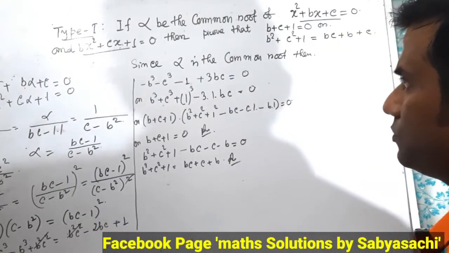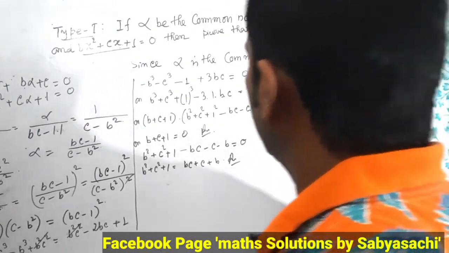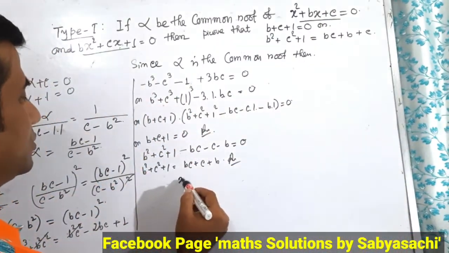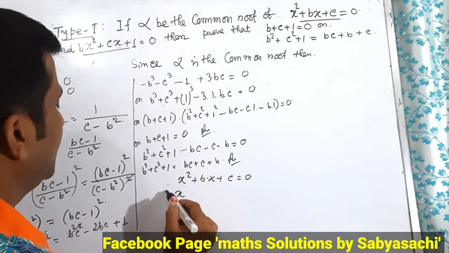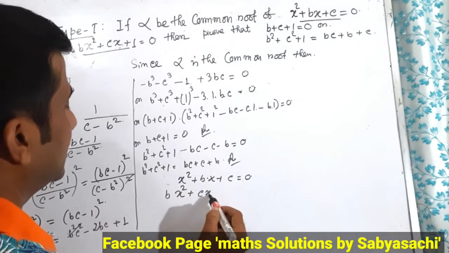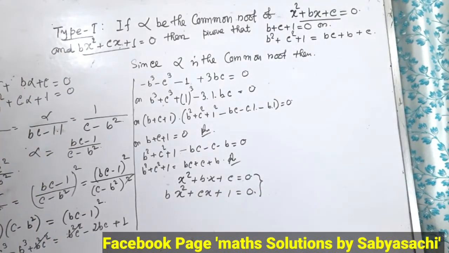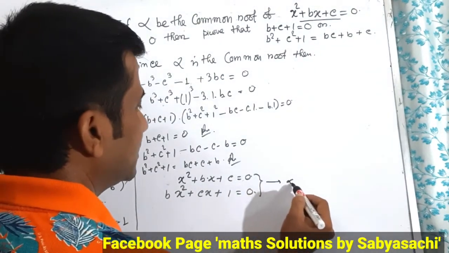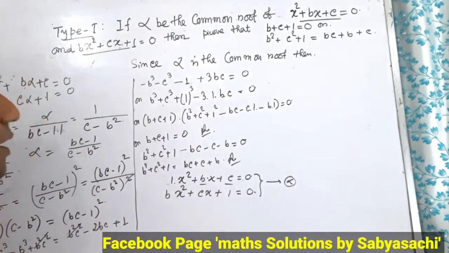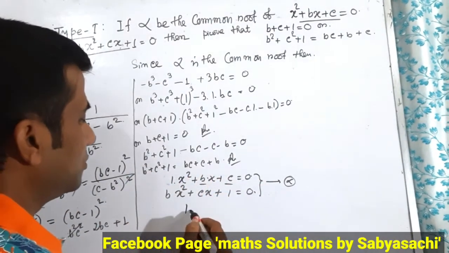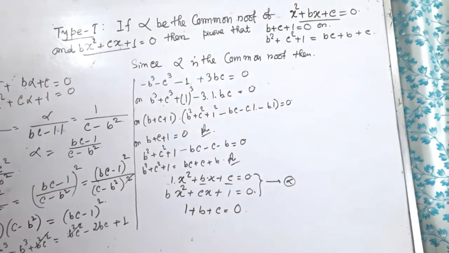So what we get from here is that if there exist two equations, x square plus bx plus c is equal to 0 and bx square plus cx plus 1 is equal to 0, and if there exists a common root, then the condition is that b plus c plus 1 is always equal to 0.